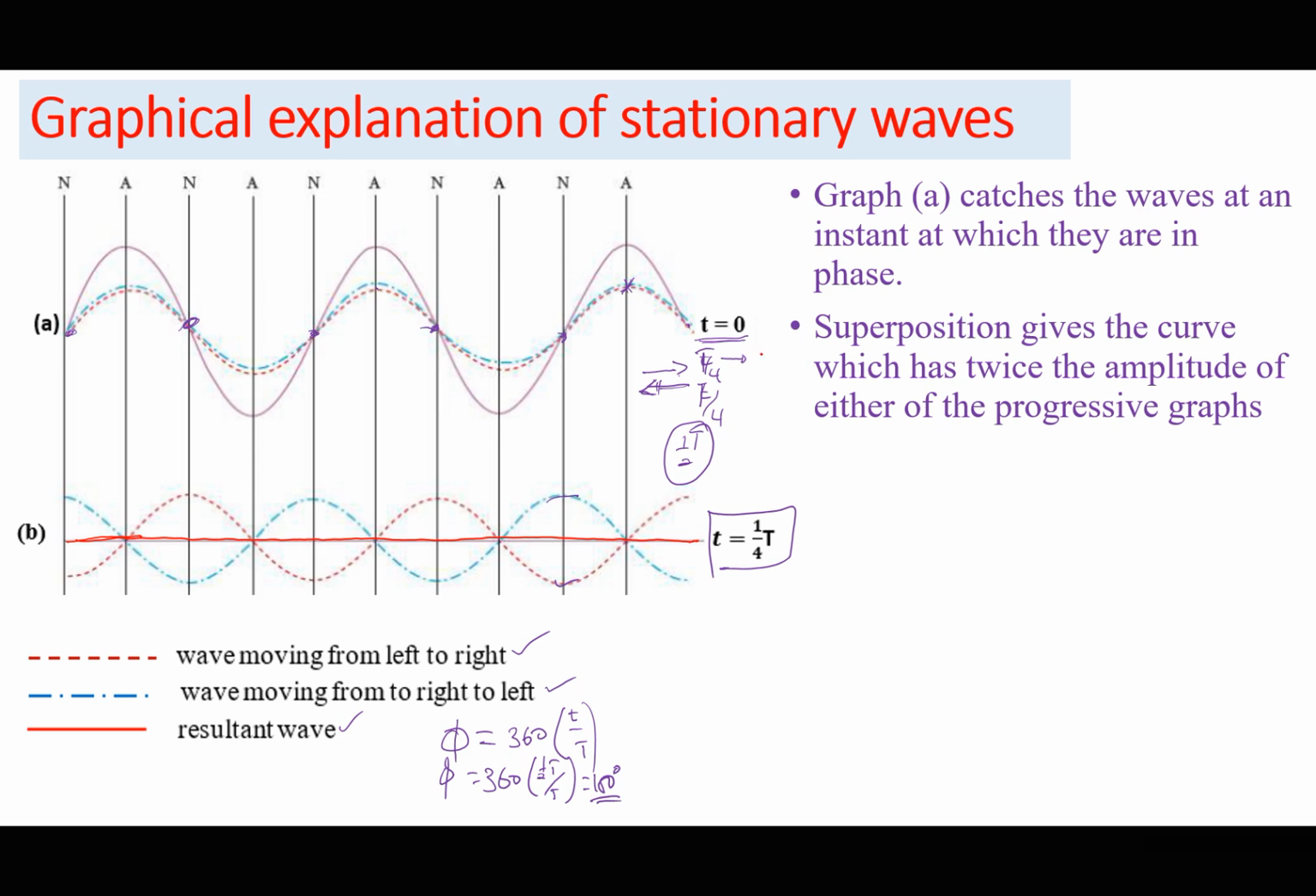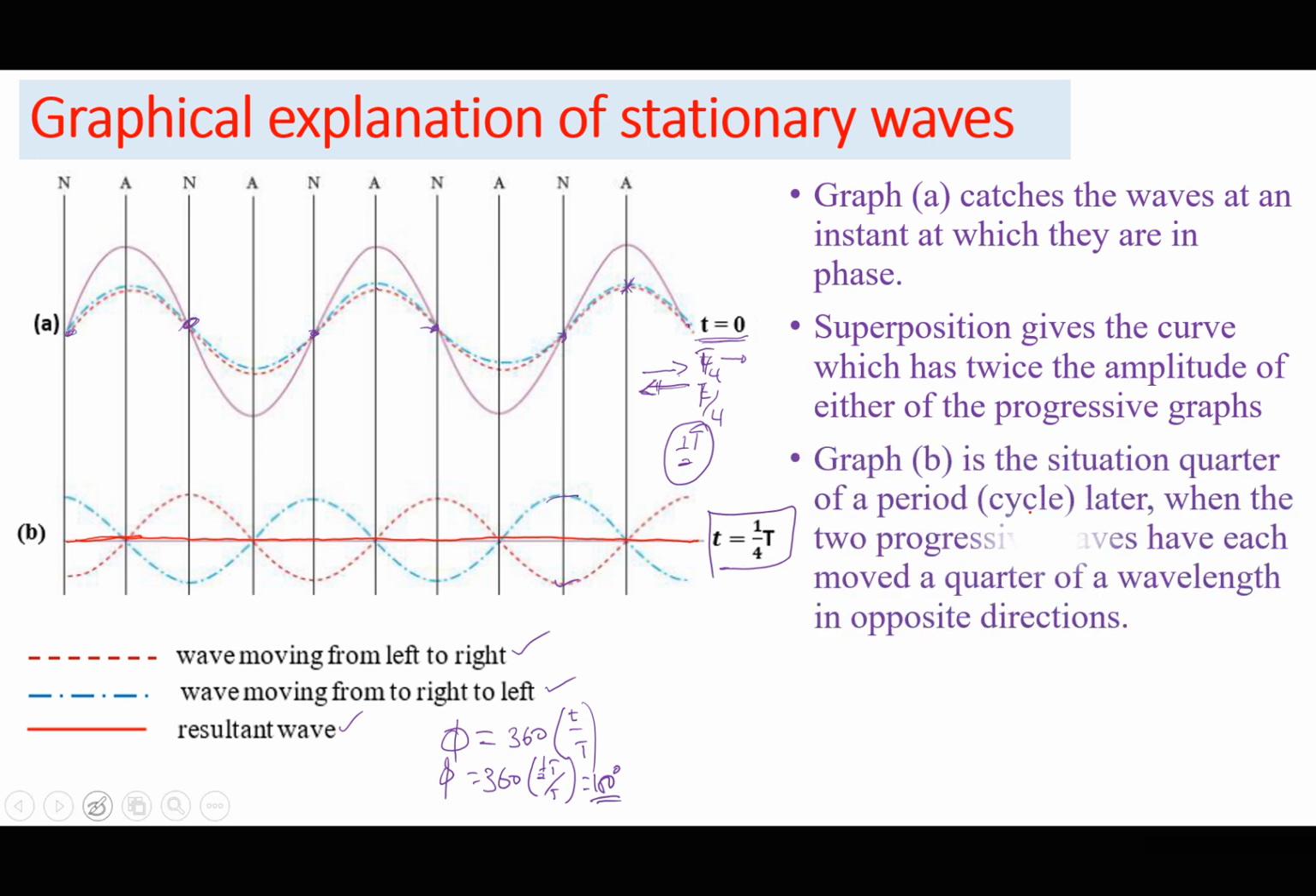equals 0. Then graph B is the situation a quarter of a period, or cycle, later, when the two progressive waves have each moved a quarter of a wavelength in opposite directions. So a quarter to the right and a quarter to the left. This means they are half a cycle apart. Two corresponding points which we considered at t equals 0 are now half a cycle apart, and half a cycle apart corresponds to 180 degrees. So our crest is now going to align with the trough. That's what we are calling destructive interference, or antiphase.